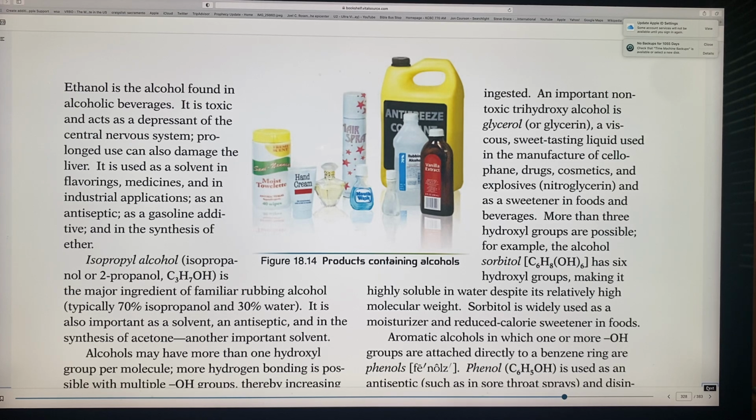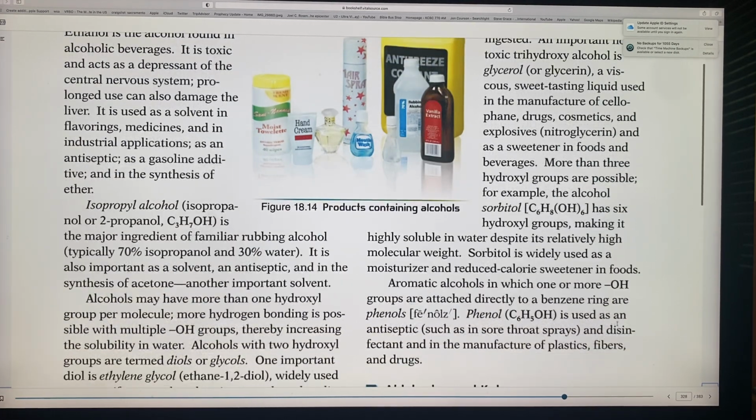So ethanol can be very toxic. Alcohol is a depressant of our central nervous system, and it's damaging to the liver. It's also used in some flavorings and medicines, which are good, and it can be used as an antiseptic. It's also added to gasoline. So there are some good things about ethanol. But when you think of ethanol, that's the alcohol we think of in alcoholic beverages.